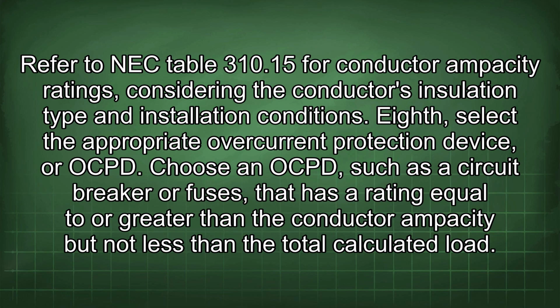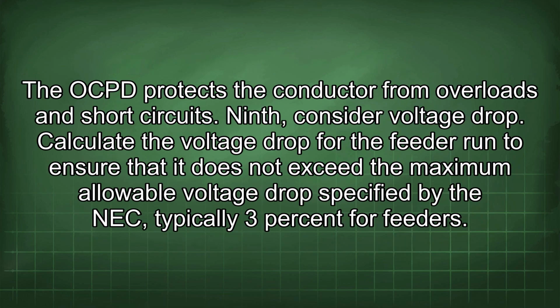Eighth, select the appropriate overcurrent protection device, or OCPD. Choose an OCPD, such as a circuit breaker or fuses, that has a rating equal to or greater than the conductor ampacity but not less than the total calculated load. The OCPD protects the conductor from overloads and short circuits.